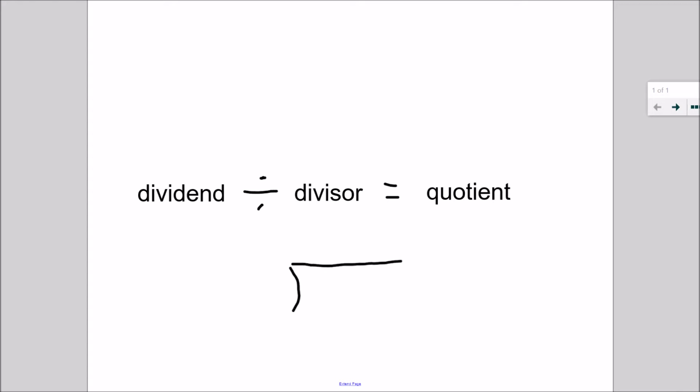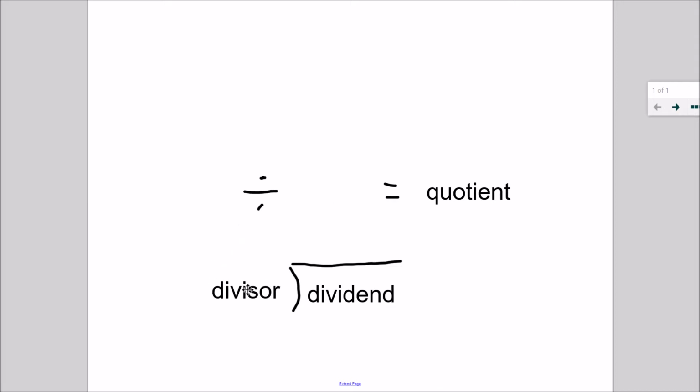Now this tells us a little bit of a different thing. I need to structure my problem in a different way to make this make more sense. Let's show where the different parts of the division problem go when we're using this bracket. First, I put my dividend, the number that's getting split up, inside the bracket. The number I'm dividing it by, my divisor, goes on the outside, and when I am finished, I will eventually have a quotient on top.